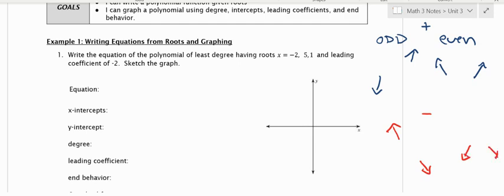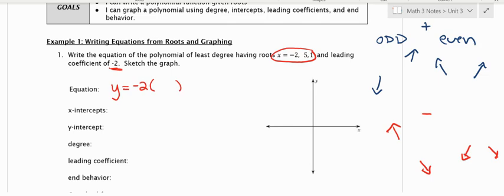So for the first one, we're going to be looking at writing an equation of a polynomial of least degree. And they give you three different roots, right? So we have three roots and a leading coefficient of -2. So the first thing is we're going to rewrite the roots. We can rewrite it in our factored form.